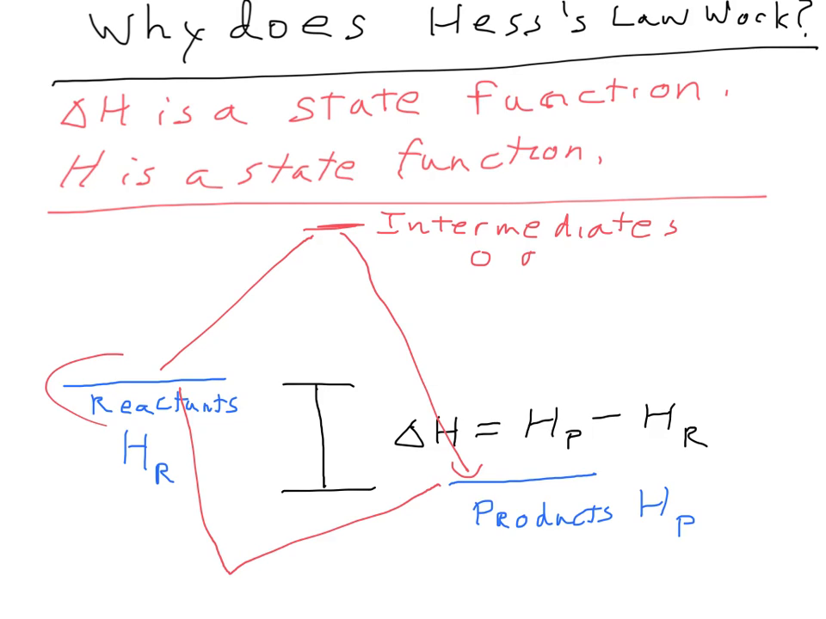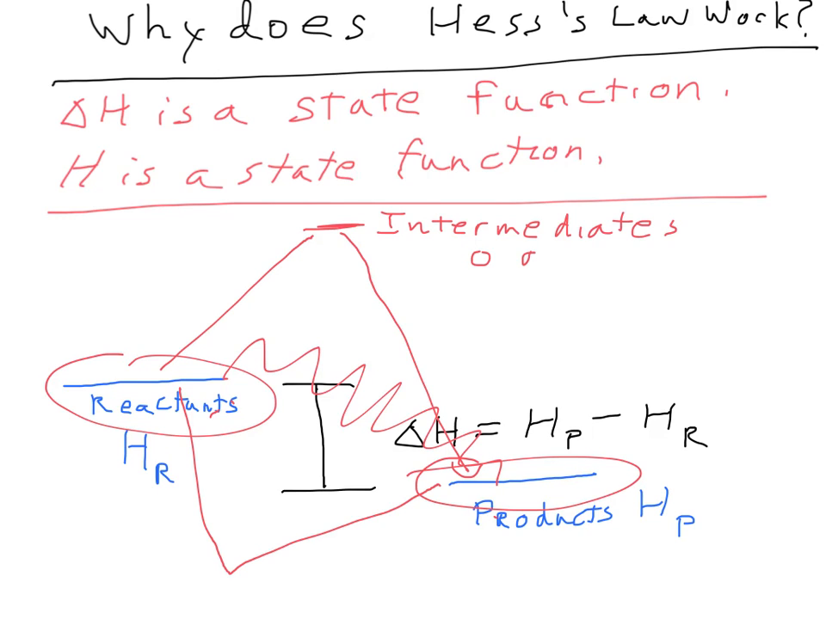The height difference, or the enthalpy difference between the reactants and the products, is the same regardless of whatever path we take to get between the two, because that enthalpy of the products and the enthalpy of the reactants is a state function. And that's the reason all chapter long we've been stressing what a state function is.